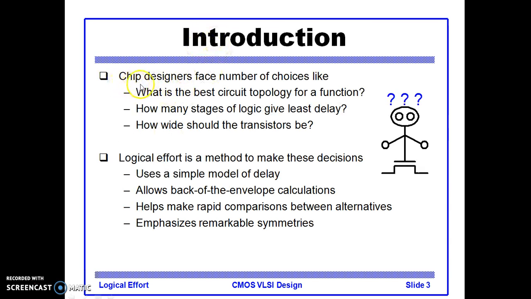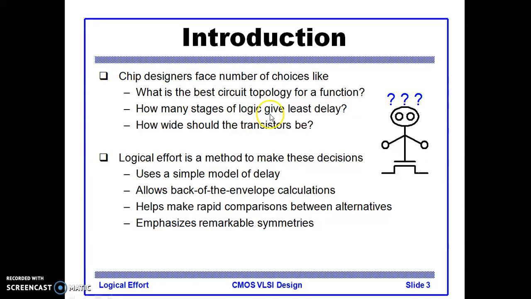Now we know that chip designers face a number of choices like, okay, what's the best circuit topology for a function? So assume that you have a full adder. A full adder can be implemented in different ways. Now the chip designer has to select which is the best circuit topology for a given function like a half adder or a full adder, and how many stages of logic give the least delay, because we know that in most of the designs we are looking at minimizing the propagation delay of a circuit.